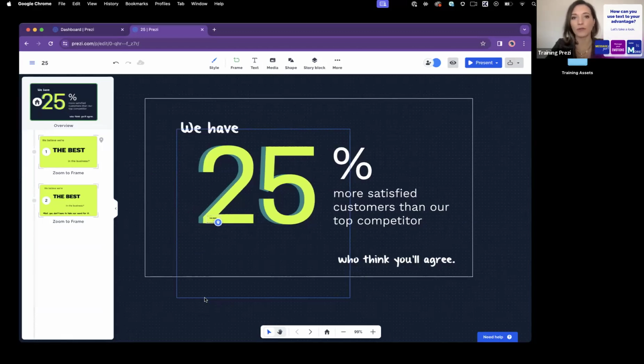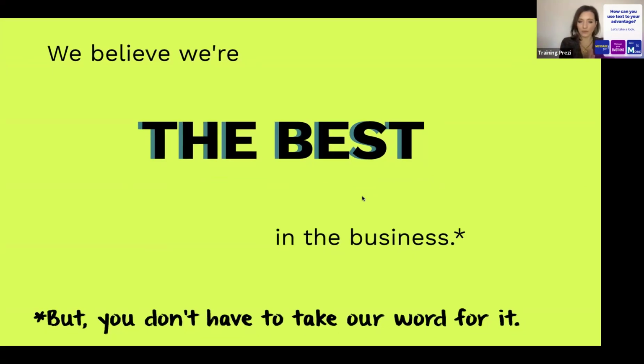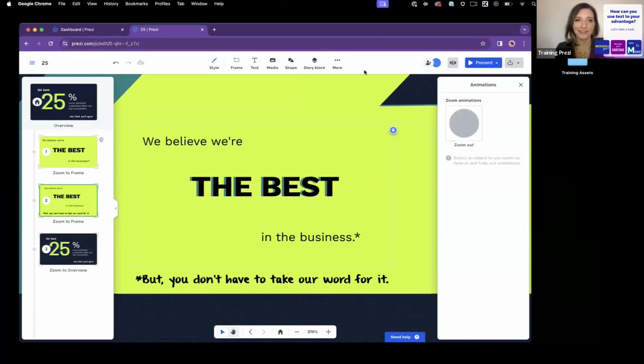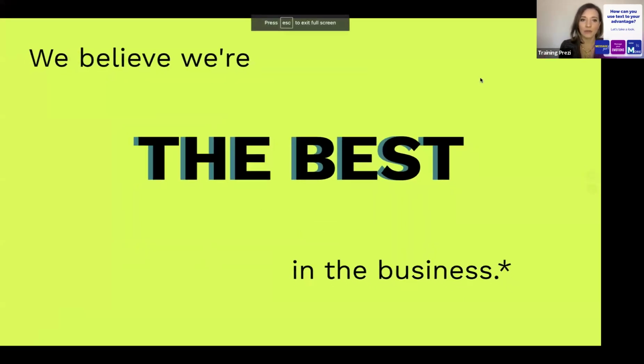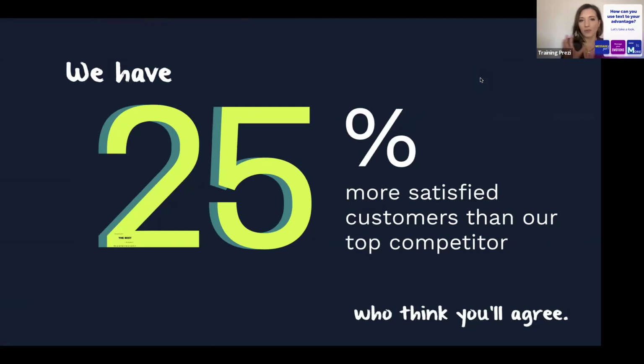There's, of course, more that we would build out into this presentation, but let's go ahead and pop into presentation mode and see what we've put together. All right. So clean, simple, colors pop. We believe we're the best in the business, but you don't have to take our word for it. Switch in the mood there by changing the font style. Oh, and I forgot to put in one key thing, everyone. Let's zoom out to the overview. There we go. Otherwise, we're not going to see the big picture reveal. Let's try this one more time. Best in the business. Change in mood with our font style. We have 25% more satisfied customers than our top competitor. We think you'll agree.